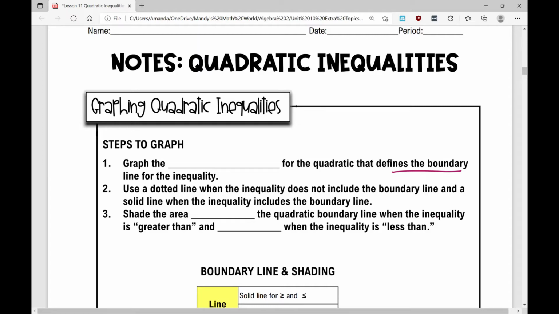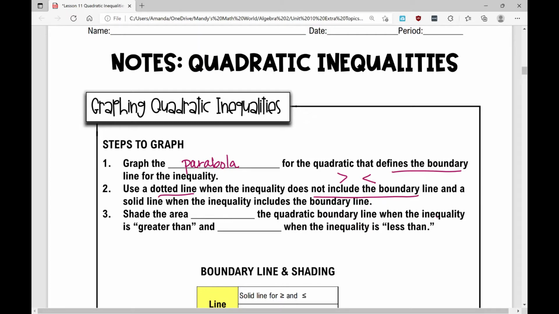The first thing you have to do is define the boundary for the inequality. So we're going to graph the parabola that defines that boundary. Then we're going to use a dotted line when the inequality does not include the boundary line. So for example, in an inequality, your symbol might look like this, greater than or less than.